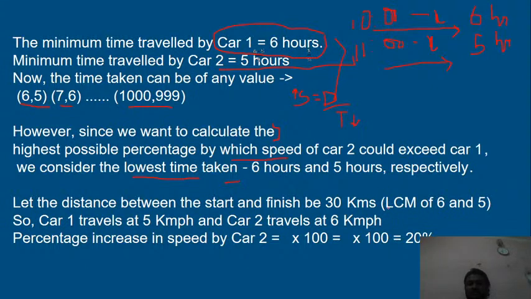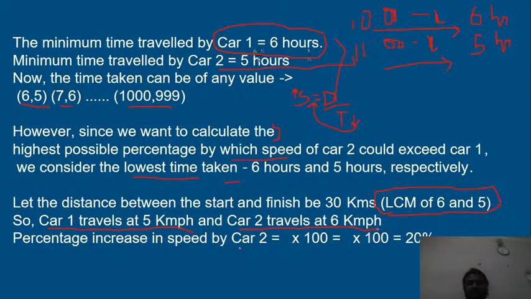So now for this we take the LCM of 6 and 5. And why do I take the LCM? Because I'm taking the lowest value of time. Why lowest value of time? Because the lowest value of time would give me the highest value of speed. So now I can say that car 1 would travel at 5 kilometers and car 2 would travel at 6 kilometers.